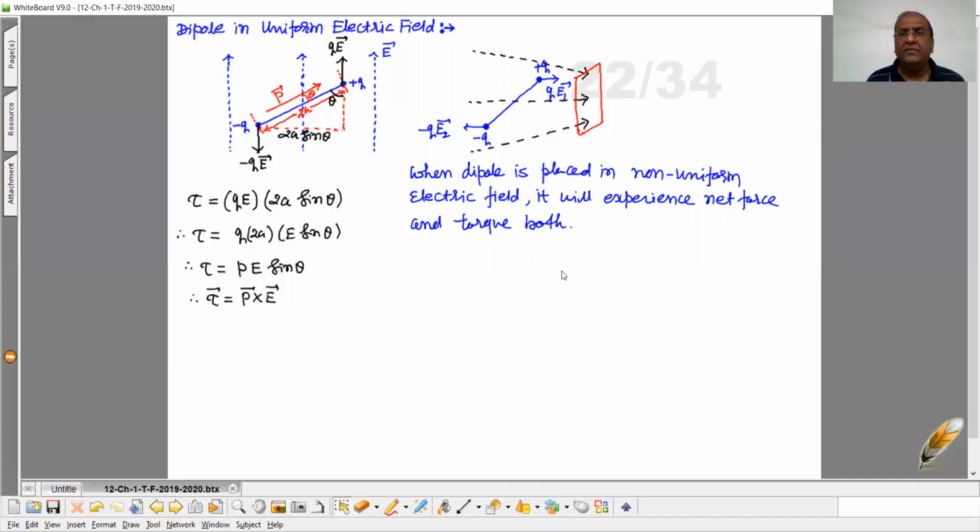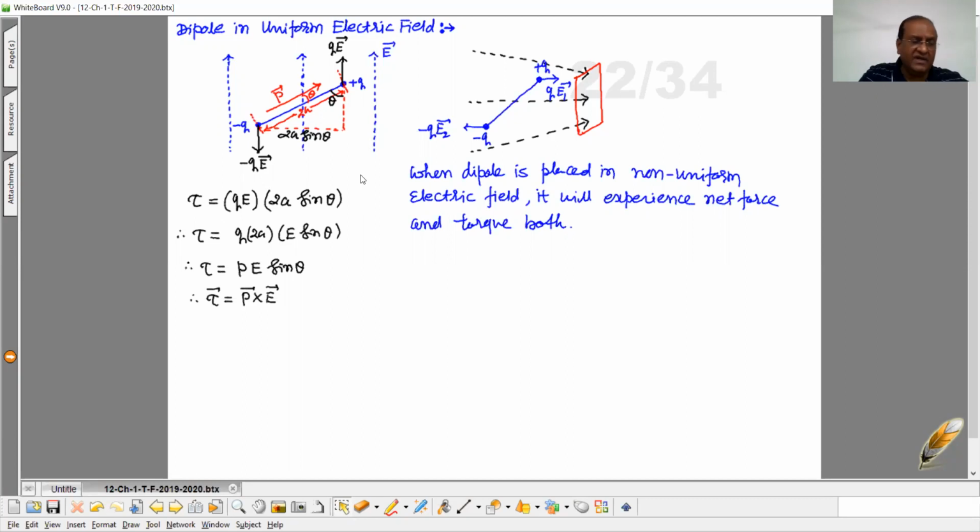Now we have to understand the behavior of the dipole in uniform external electric field as well as in non-uniform external electric field. So what happens when the dipole is placed in uniform electric field? Okay, now see here, suppose as shown in the figure, we have uniform electric field, that is in the direction as shown in the figure.